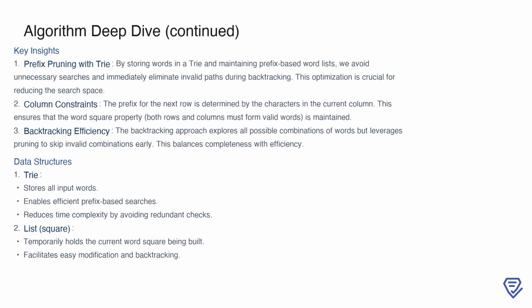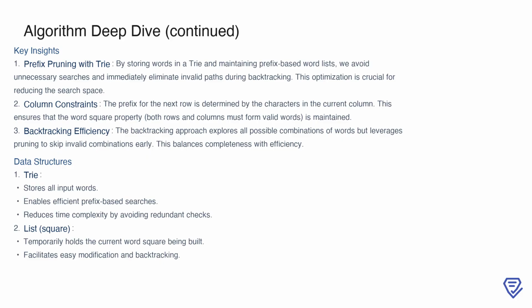The efficiency of this algorithm lies in three key insights. First, the tree enables prefix pruning, allowing us to eliminate invalid paths early in the backtracking process. By storing words in the tree and maintaining prefix-based lists, we avoid unnecessary searches and significantly reduce the search space. Second, the column constraints ensure that the word square property is preserved, as each prefix is dynamically constructed from the characters in the current column.